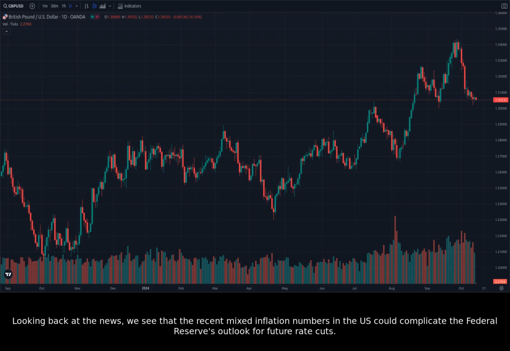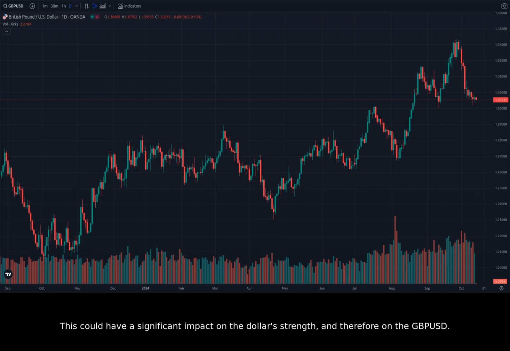Looking back at the news, we see that the recent mixed inflation numbers in the U.S. could complicate the Federal Reserve's outlook for future rate cuts. This could have a significant impact on the dollar's strength and therefore on the GBPUSD. Traders are also watching the UK's general election next year, which could influence the GBPUSD.